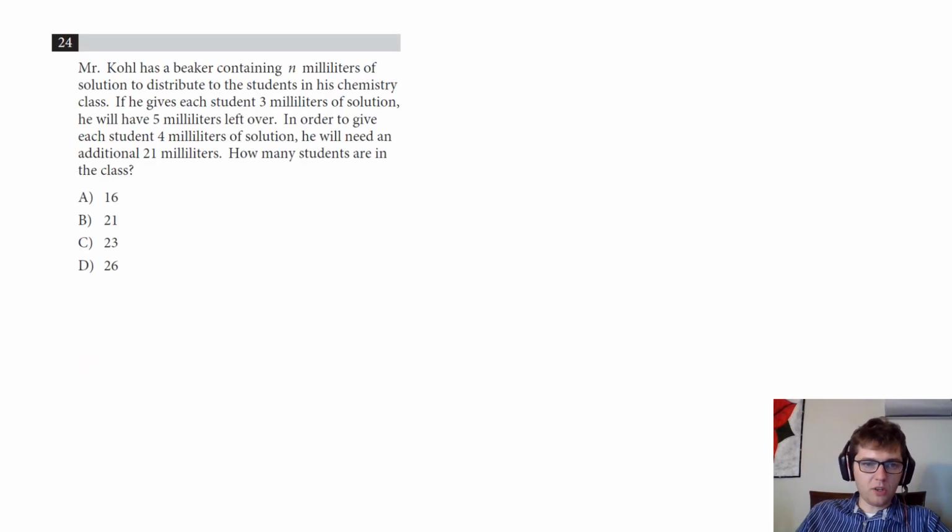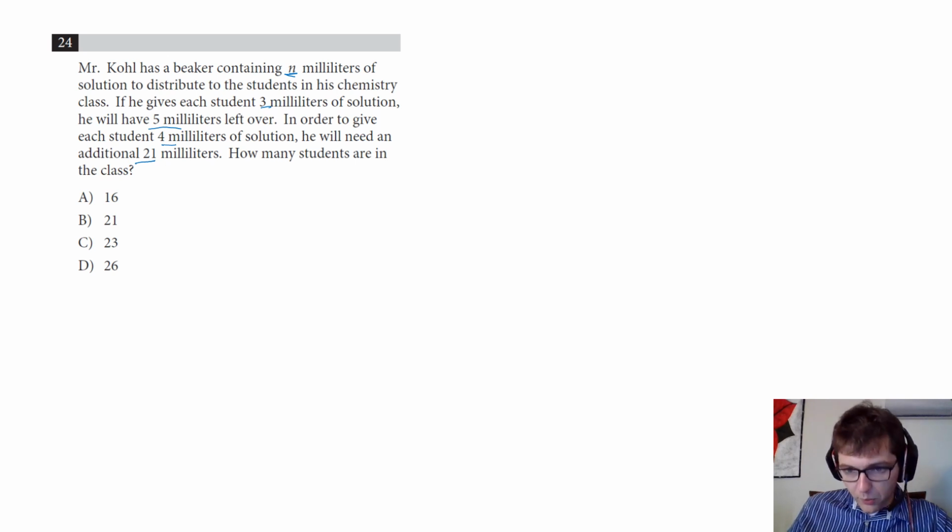Problem 24. Mr. Cole has a beaker containing n milliliters of solution to distribute to the students in his chemistry class. If he gives each student 3 milliliters of solution, he'll have 5 milliliters left over. But in order to give each student 4 milliliters of solution, he will need an additional 21 milliliters. How many students are in the class?